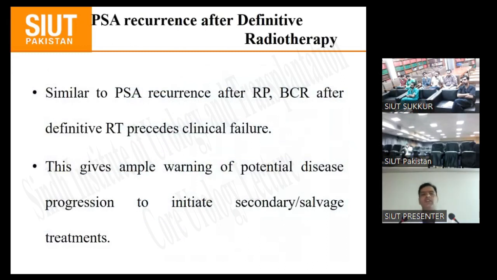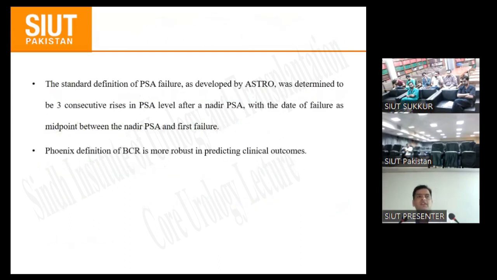PSA recurrence after definitive radiotherapy. Similar to PSA recurrence after radical prostatectomy, biochemical recurrence after definitive radiotherapy precedes clinical failure. This gives ample warning of potential disease progression to initiate secondary or salvage treatments. The standard definition of PSA failure as developed by ASTRO was determined to be three consecutive rises in PSA level after the nadir PSA, with the date of failure as the midpoint between the nadir and the first rise.